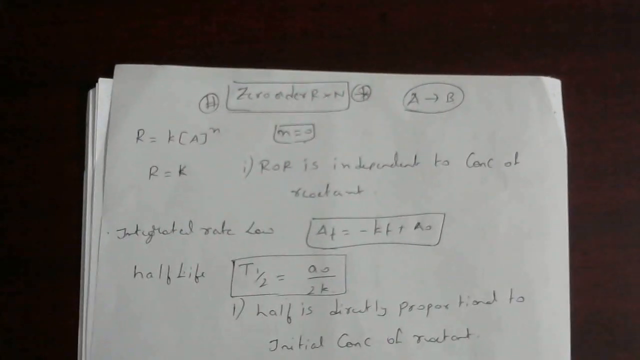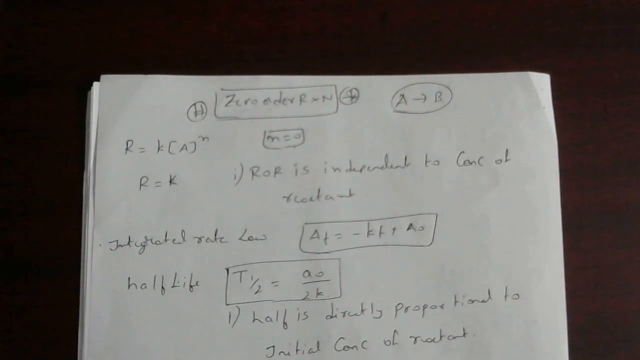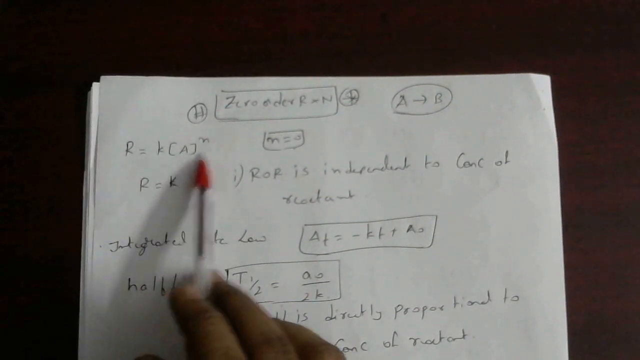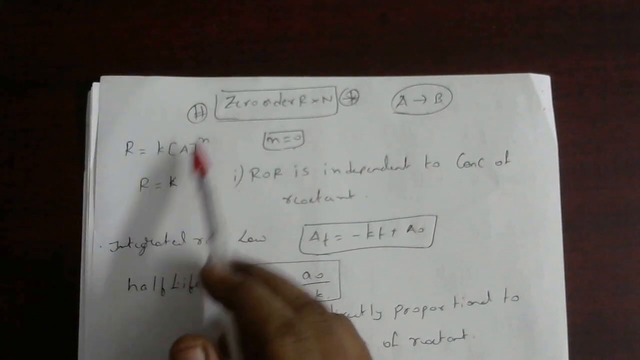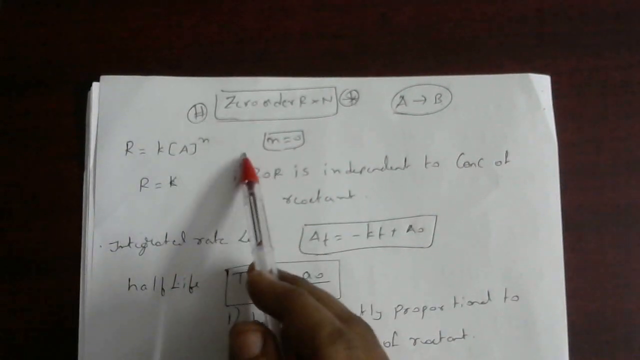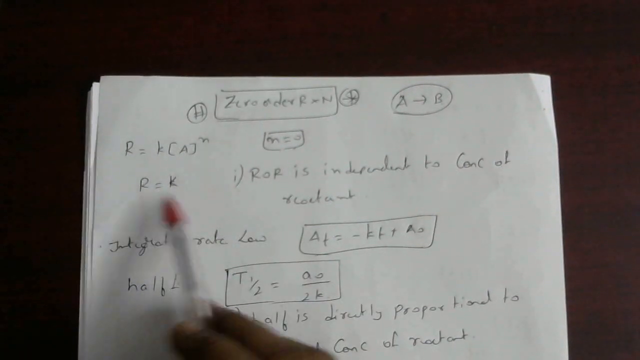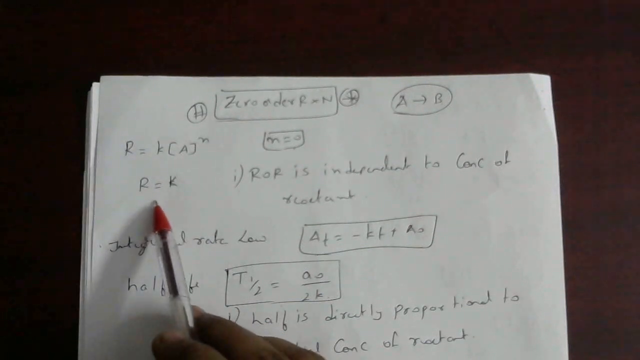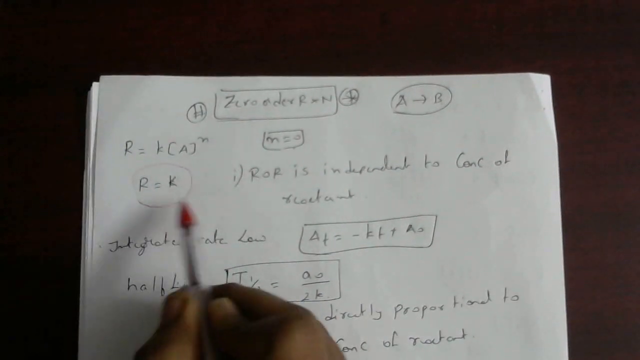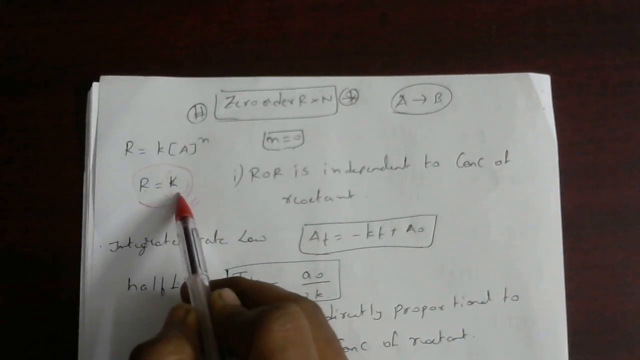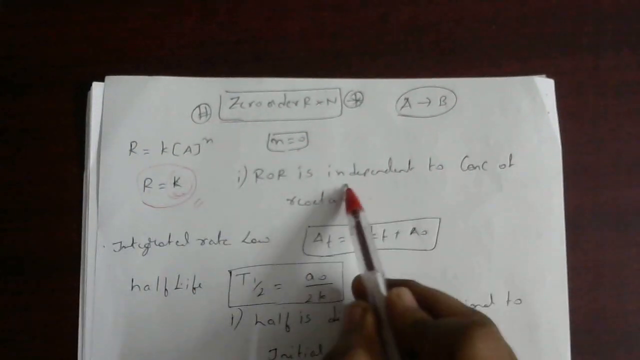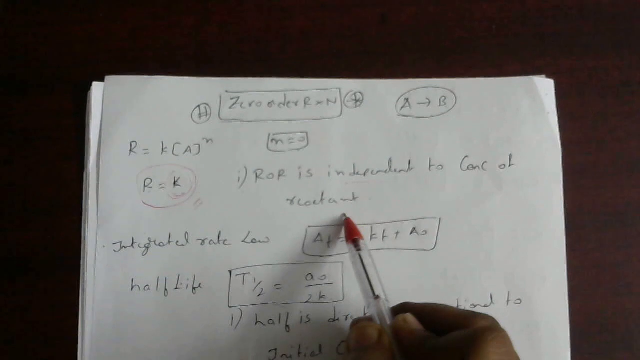And guys, so we have concluded what? R equal to K A to the power n, where n is nothing but the order. I said n can be what? 0. So keep n equal to 0, and you will be getting R equal to K. Here concentration is not there, and the rate of reaction is completely dependent upon the constant. So what we can conclude is that it is independent of the concentration of the reactant.